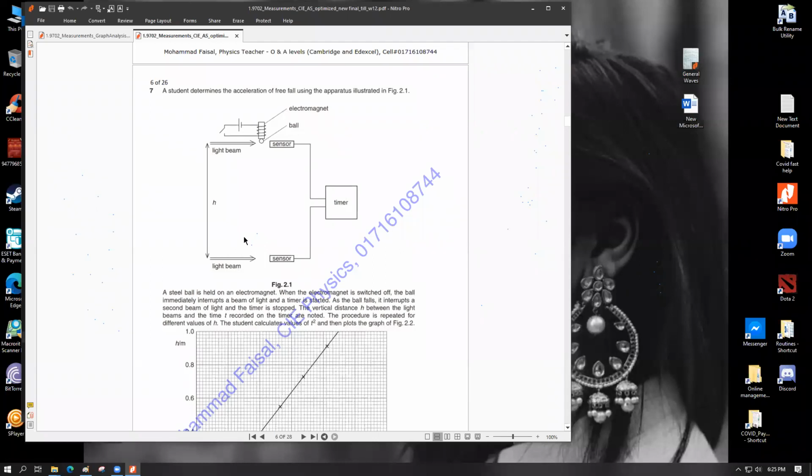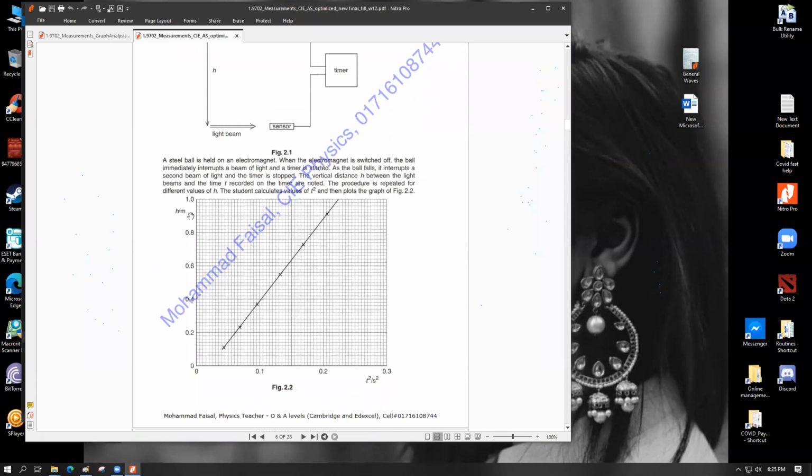So this scale is going to measure the height, and for different heights, this scale is going to measure the time period, not the time to fall to that height. And eventually they have come up with this graph, which is an h versus t squared graph. Looks pretty good, right? What is the unit of h? Meter. What is the unit of t squared? Second squared.